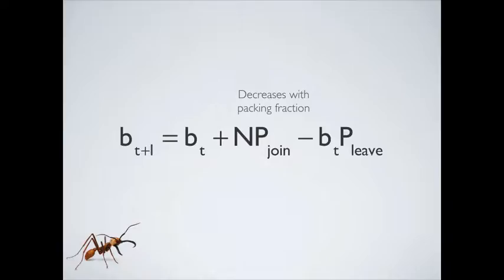And we created a simple little model. It's very simple. It's the only equation I can understand. But basically, you have these two terms. One, that's the traffic along the trail, times the probability to join. And this probability to join, as we said, decreases with the packing fraction, and then you have the number of bricks in your bridge, and the probability to leave, and that's a typo, which will be decreased with the amount of traffic. Okay, the probability to leave decreases with the amount of traffic.